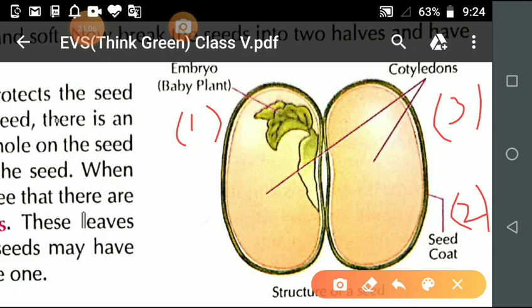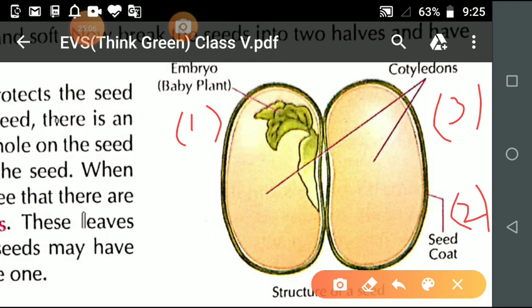Is it clear? Now student, by applying a very little pressure, you can break the seeds into two halves and have a look. The same picture is shown here in the diagram. When the seed is swollen and soft, just apply very little pressure, then you will find the seed breaks into two halves. And now look at the structure of a seed. This is the structure of a seed when it breaks into two halves.